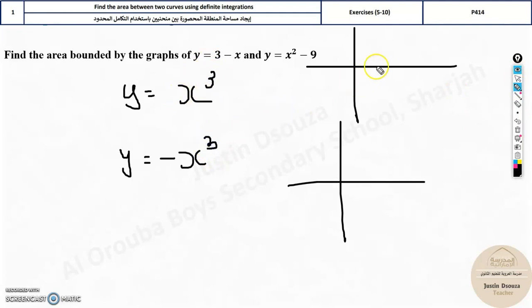Whenever there is a positive cubic graph, the right side goes upwards and the left side goes downwards. Whereas the end behavior changes when it's negative: the left side goes upwards and the right side goes downwards. This is the only difference. There's nothing else. So if you know these basic graphs, it's very, very helpful.